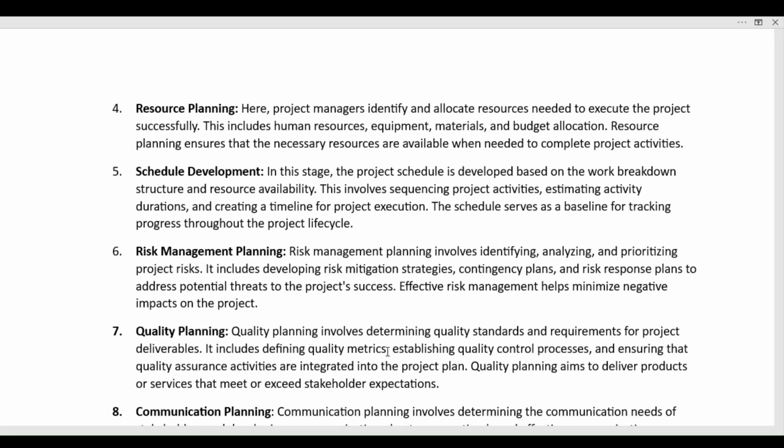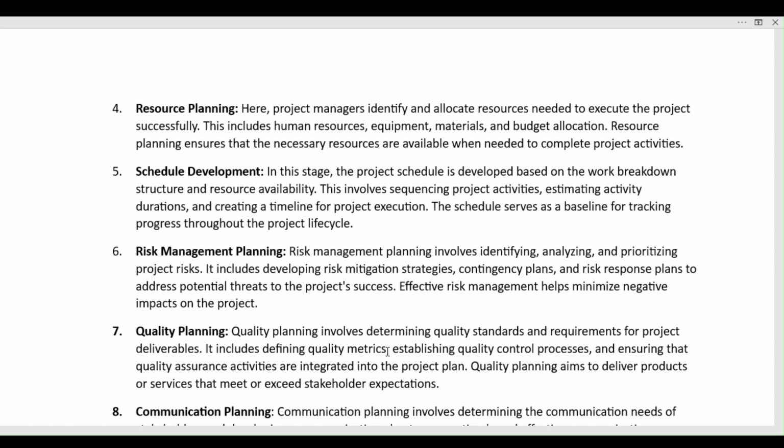So here the PM identifies and allocates the resources needed to execute the project successfully. This includes human resources, equipment, materials, and budgetary allocation. Resource planning ensures that the necessary resources are available when needed to complete the project activities. Fifth one is schedule development. In that stage, the project schedule is developed based on the work breakdown structure and resource availability. This involves sequencing project activities, estimating activity duration, and creating a timeline for project execution. The schedule serves as a baseline for tracking progress throughout the project lifecycle.